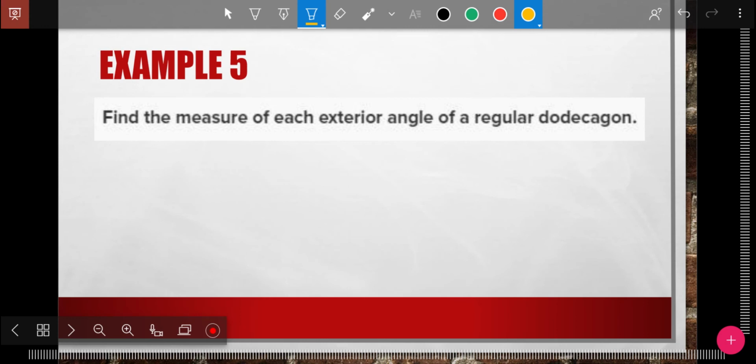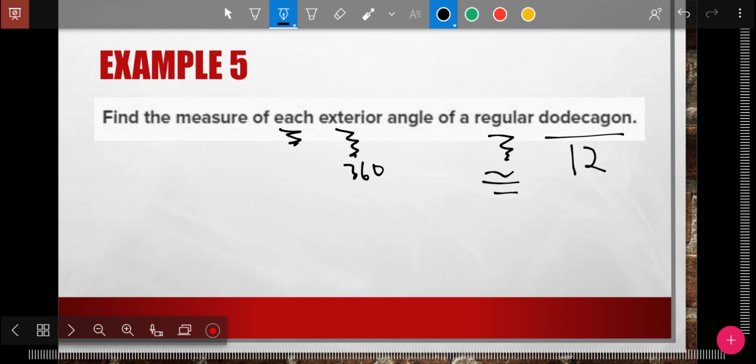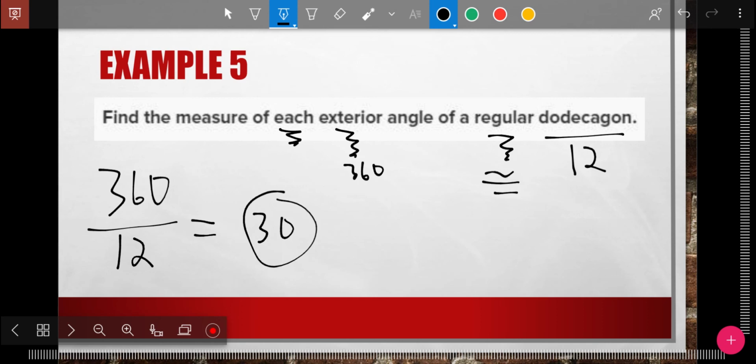Last example. Again, this is asking about each, so I know I'm going to have to divide it up. It's asking for exterior, so I know I'm using 360. It's using regular, so I know they're all congruent. And it's dodecagon, which means 12. Now, exterior, 360. They're all the same, so I just divide by how many there are. There's 12, and each one is 30. Anytime the shape is regular, the math is a little bit easier.